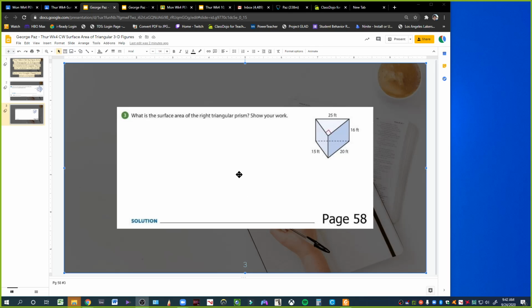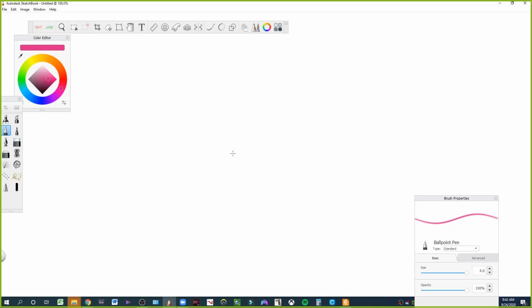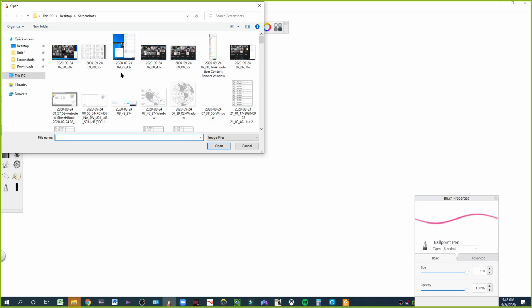Right, so for this problem, we're going to find the surface area for a right triangular prism. This is on page 58, number 3, but I will be doing it with different numbers. Sorry, people, I have to have the introduction or else it won't work.